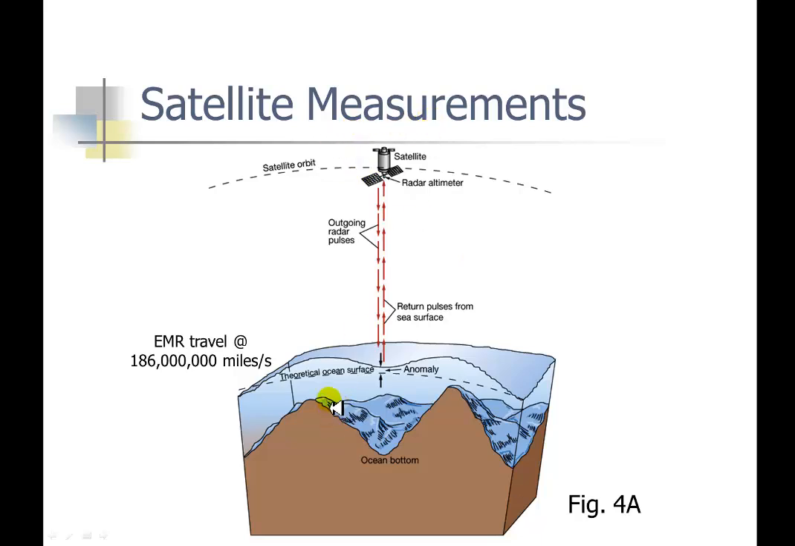Satellite measurements. If you take a look at these mountains, the mountains actually cause distances farther from the center of the earth, and that decreases gravity. If you want to lose weight, just climb a mountain. And what that does, it allows the water level to go up.